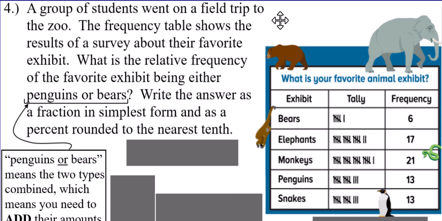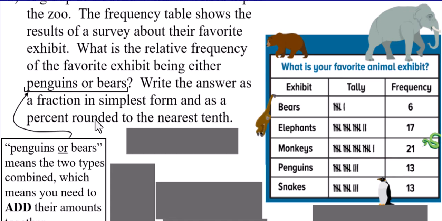Let's read about this. A group of students went on a field trip to the zoo. The frequency table shows the results of the survey about their favorite exhibit, which means some kind of place that showed animals. What is the relative frequency of the favorite exhibit being either penguins or bears?